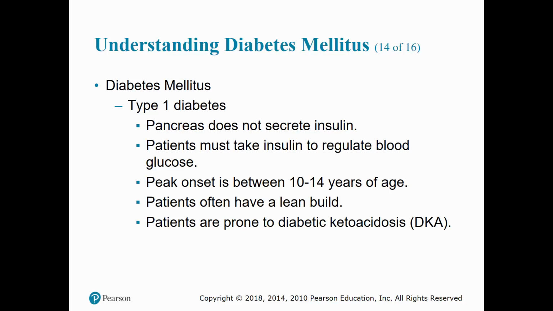Type 1 diabetics are also much less common than type 2 diabetics. These are the ones that are born with their diabetes. They do not secrete any insulin at all, and you have to give insulin through a shot to regulate their glucose. These patients are also more prone to develop what's called diabetic ketoacidosis, or DKA for short.